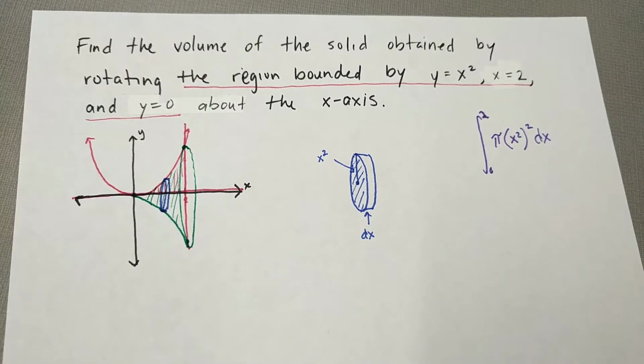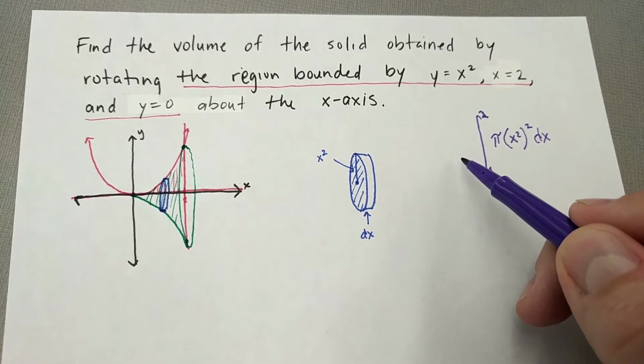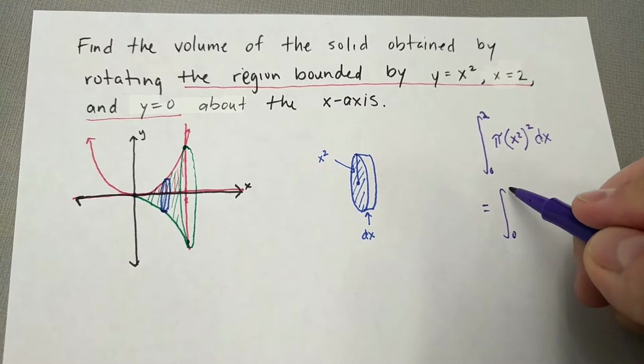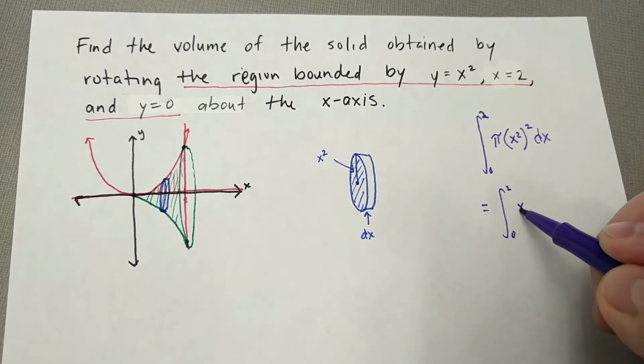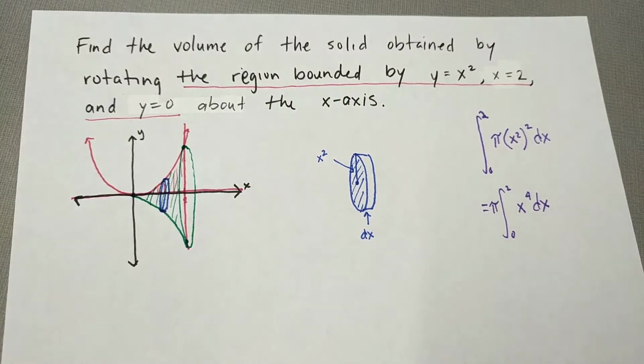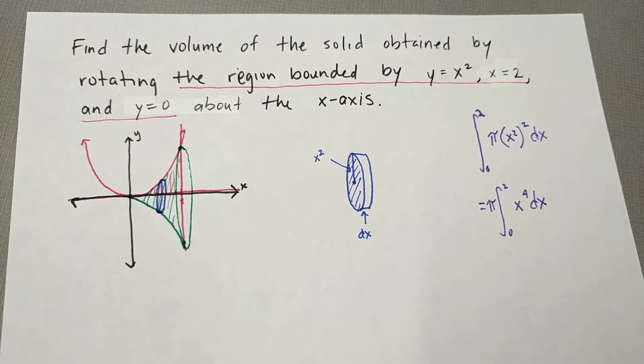Great. Quick simplify. Pi is a constant, so we can yoink it out. x squared squared is x to the 4th. Pi coming out in front here. And there you have it. That's the setup. I'll leave it to you to finish it out by hand if you'd like. But also sometimes we get calculators, so maybe do it by hand and then calculate it on your calculator to make sure it makes sense.